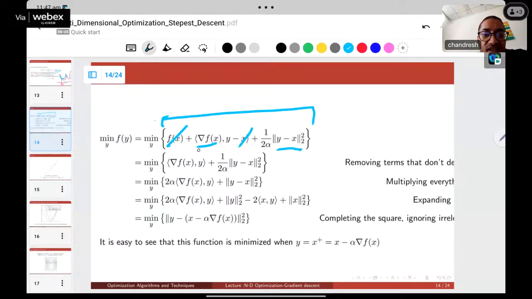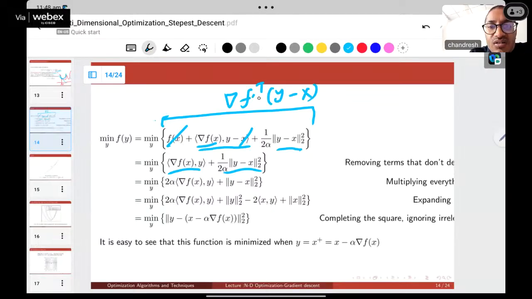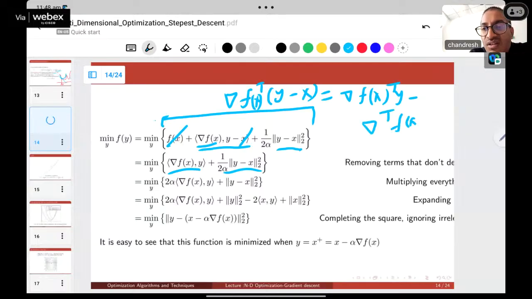Now we can write this term like this and this term as it is. So far so good, no issue. Remember this angle bracket is shorthand for this thing, gradient transpose (y minus x). And this can be written as gradient of f into y minus gradient of f into x.